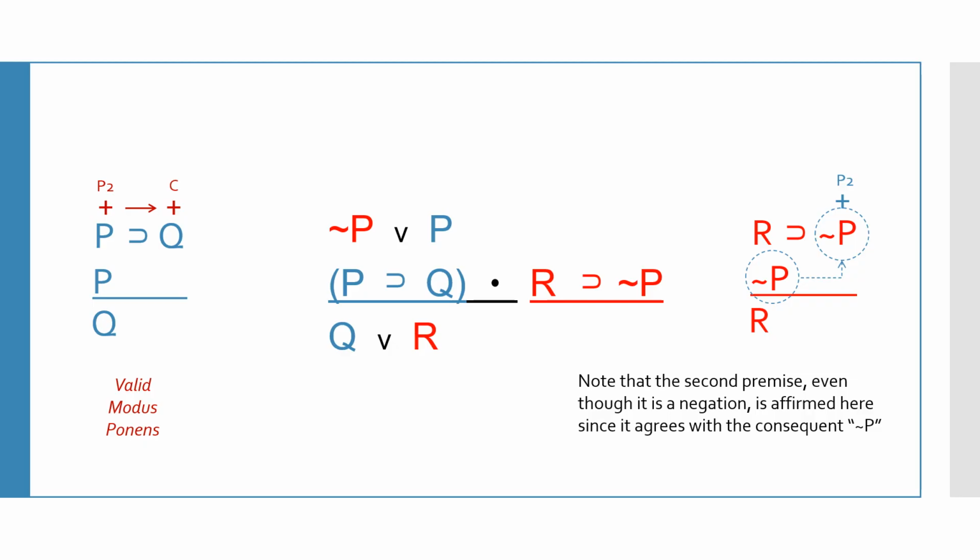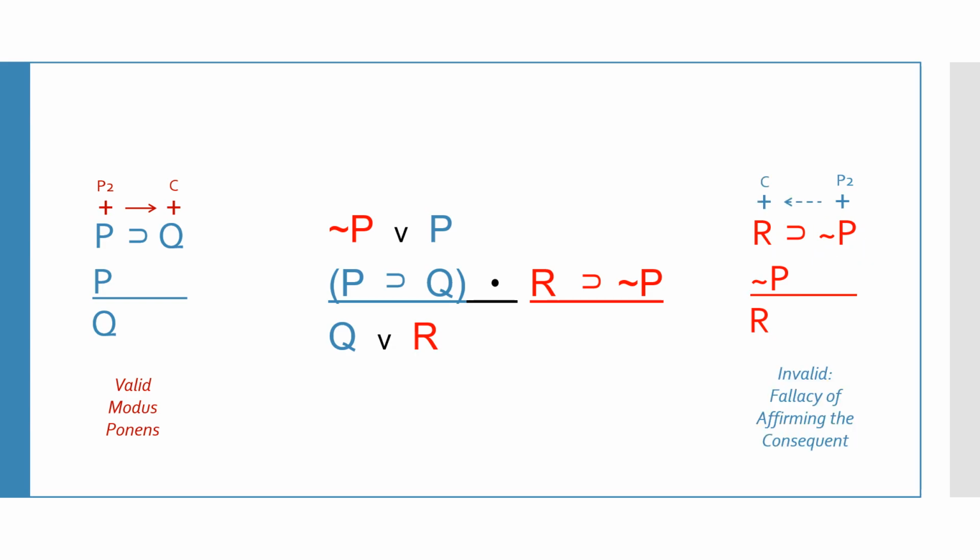Now notice the second premise here, even though I'm dealing with a negation, is actually affirming the consequent, because the consequent says not P, and the second premise says, yes, you're right, I agree with you, not P is the case. And so what I have is affirming on the right-hand side, and then of course I affirm in the conclusion, which means I get a fallacy of affirming the consequent.